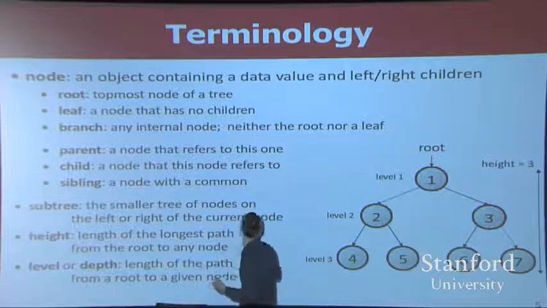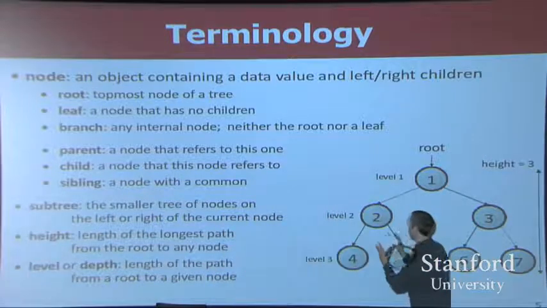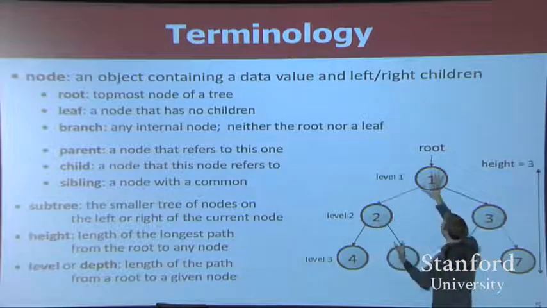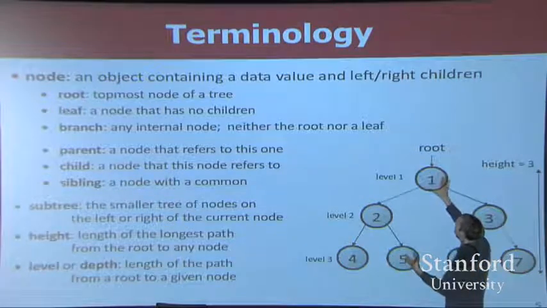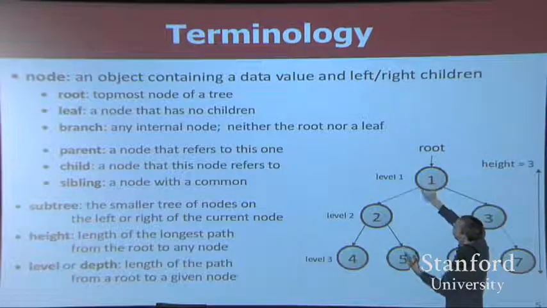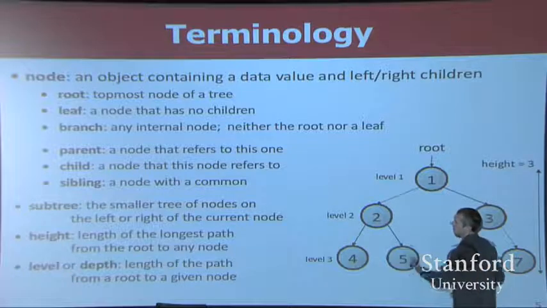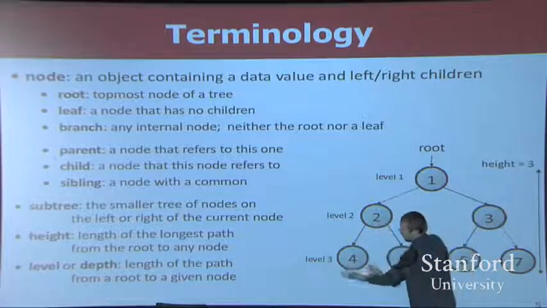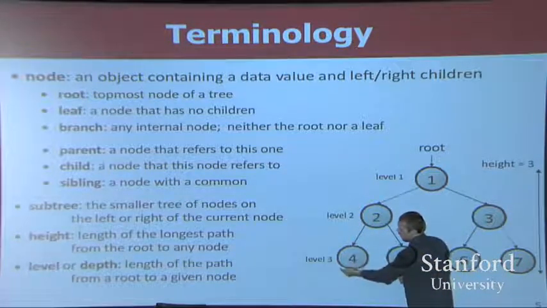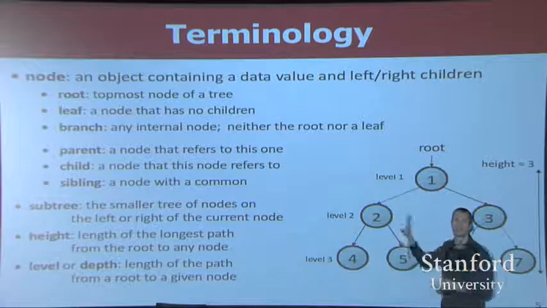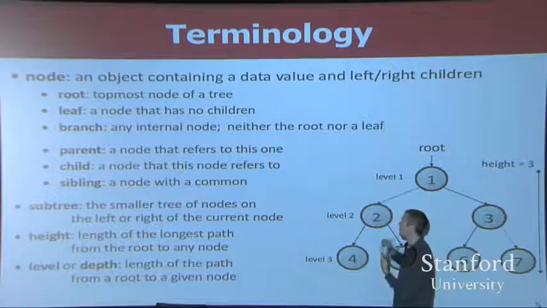We also talk about a subtree, which is a sub-portion of the tree. Like if I say, here's node number 1, 1's left subtree is all of this. And number 2's left subtree is 4. And number 4's left subtree is null and right subtree is null. So we talk about portions of the tree as being subtrees.